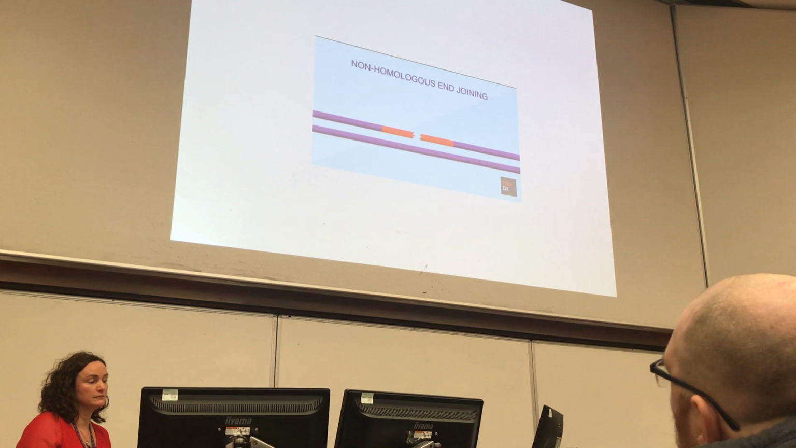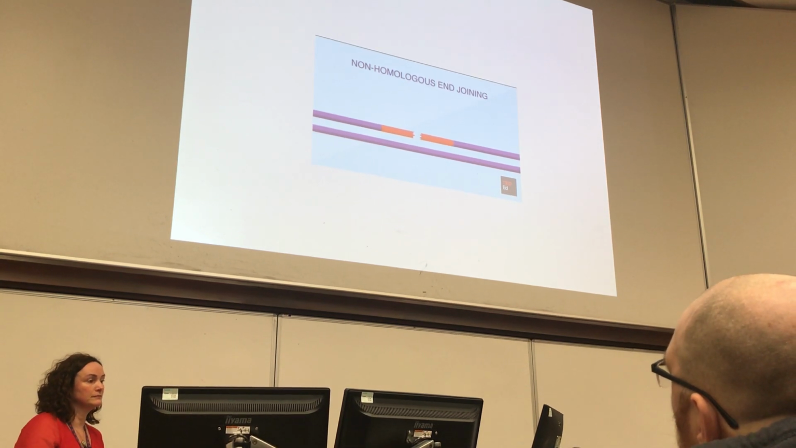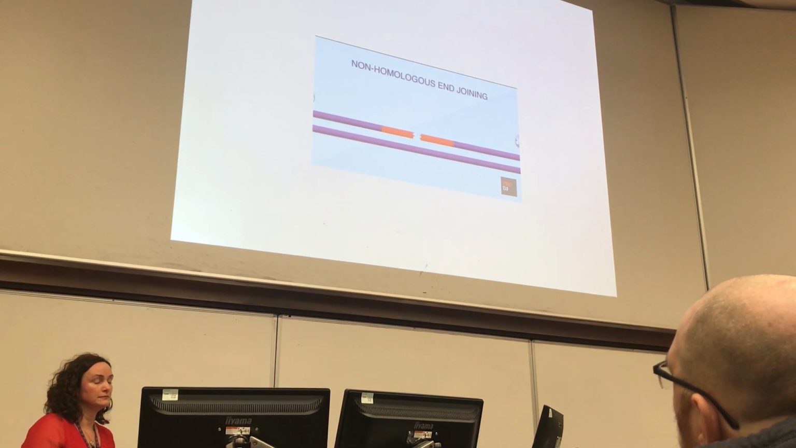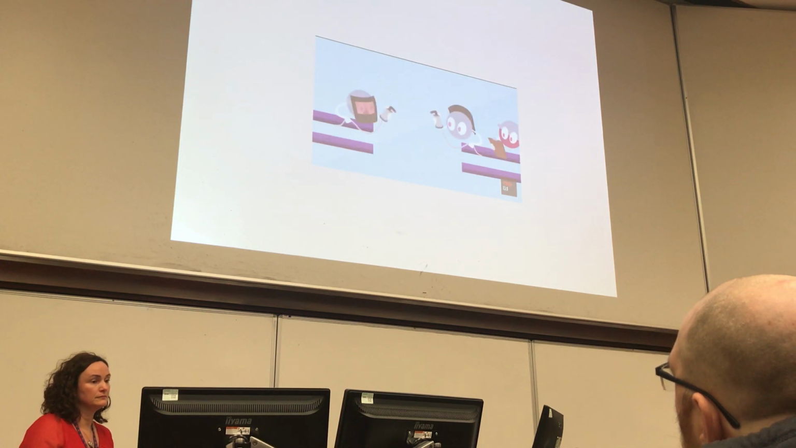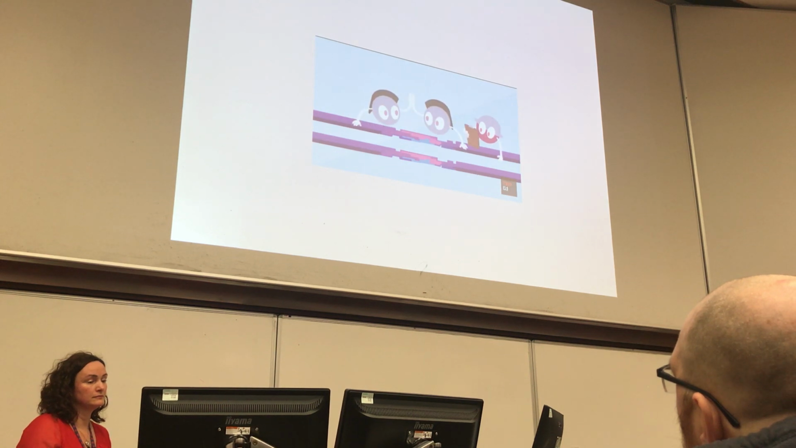Non-homologous end joining, on the other hand, doesn't rely on a template. Instead, a series of proteins trims off a few nucleotides and then fuses the broken ends back together. This process isn't as accurate. It can cause genes to get mixed up or moved around, but it's useful when the sister DNA isn't available.